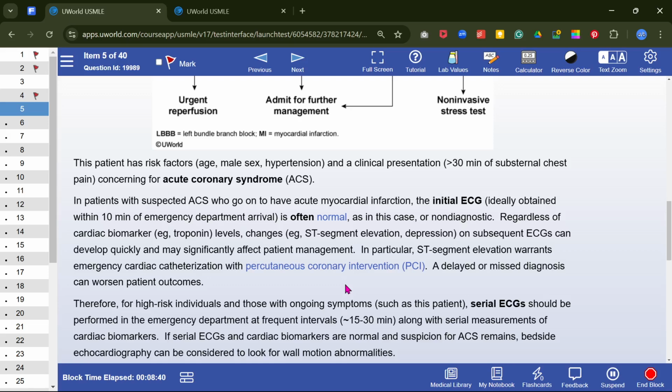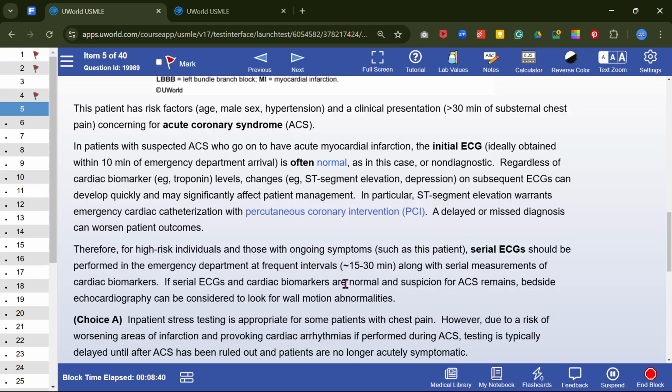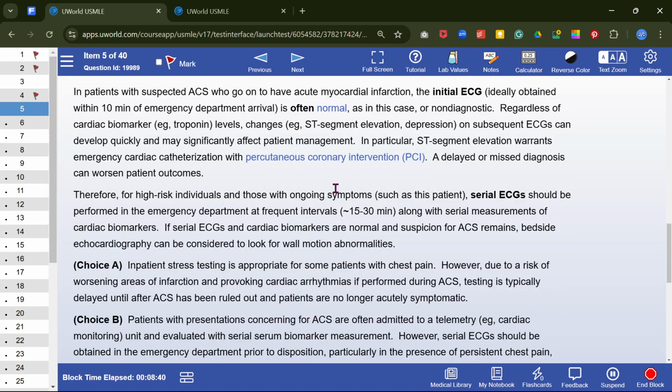Therefore, in high-risk individuals, those with ongoing symptoms such as this patient, serial ECG should be performed in the emergency department at frequent intervals, 15 to 30 minutes, along with serial measurement of the cardiac biomarkers. If serial ECG and cardiac biomarkers are normal, suspicion for ACS remains. Bedside echocardiography can be considered to look for wall motion abnormality. Got it?